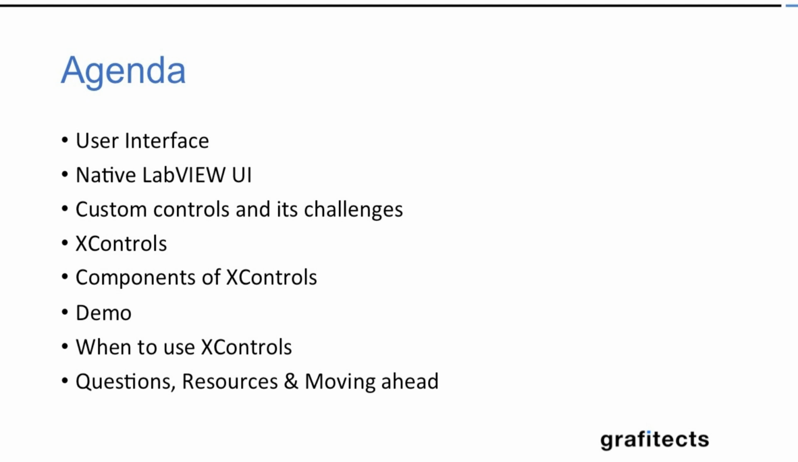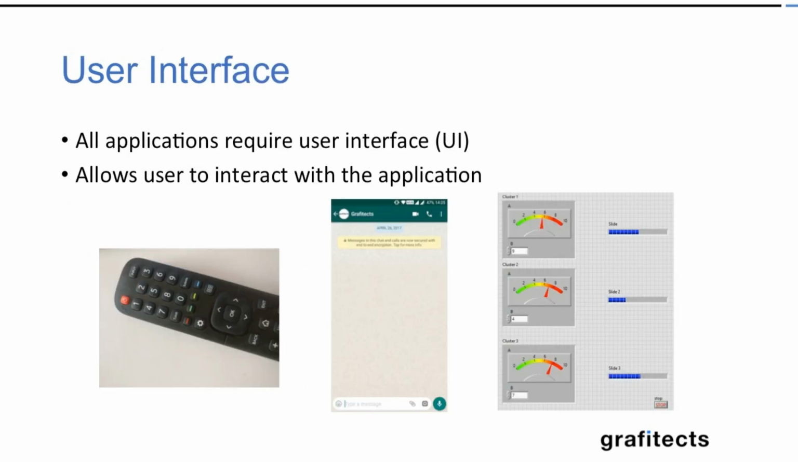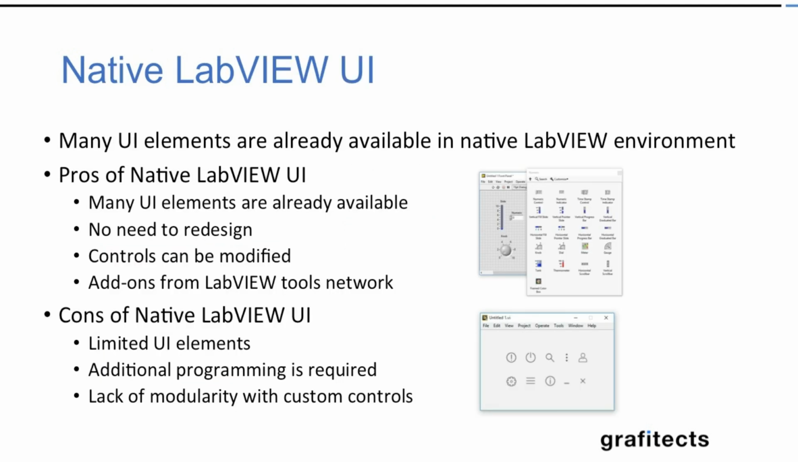So let us begin. Every application has got a user interface for the user to interact with the application. You can see the different examples as shown in the diagram. Now when you open the LabVIEW environment in the front panel, you will have options for many native UI elements. They are already present in the LabVIEW environment. This means you don't need to separately program to build your user interface elements.